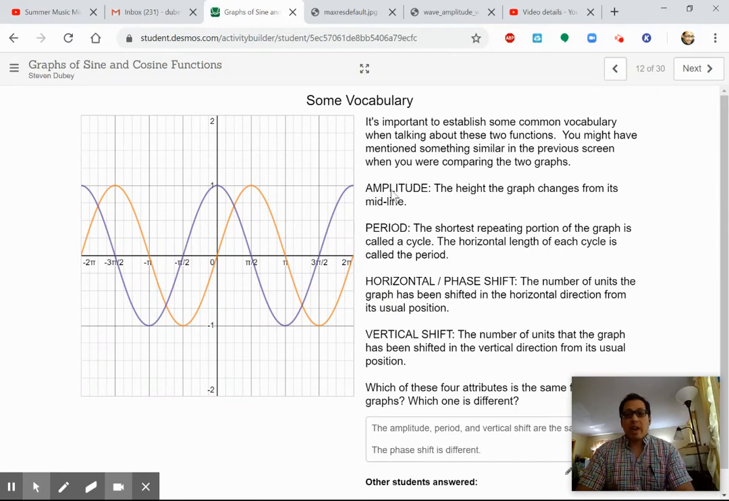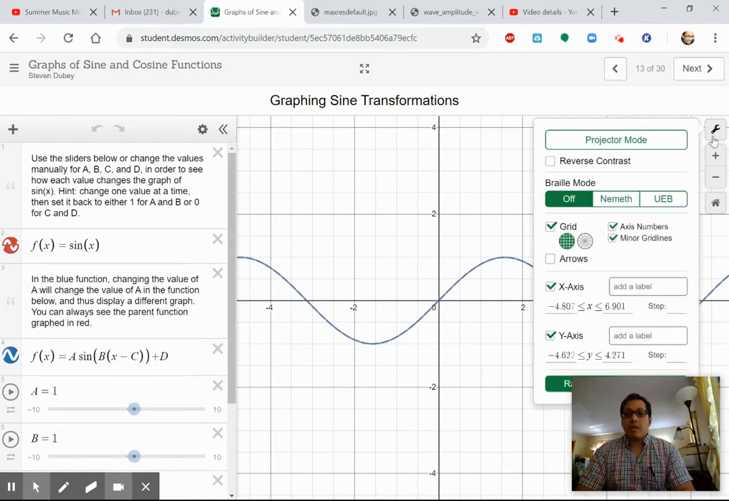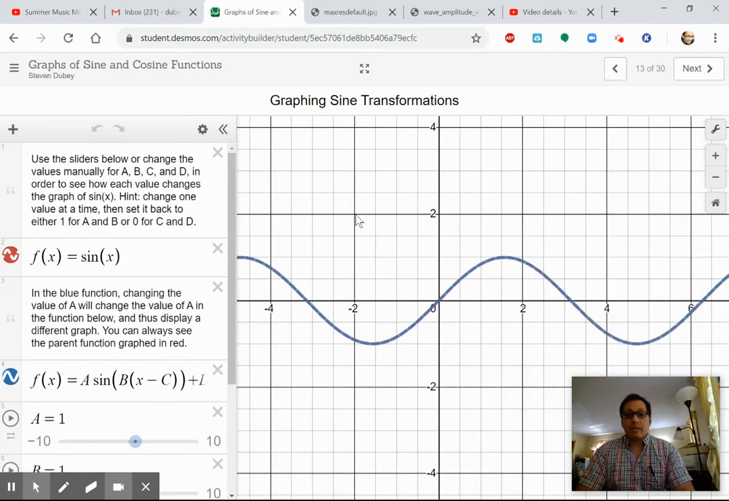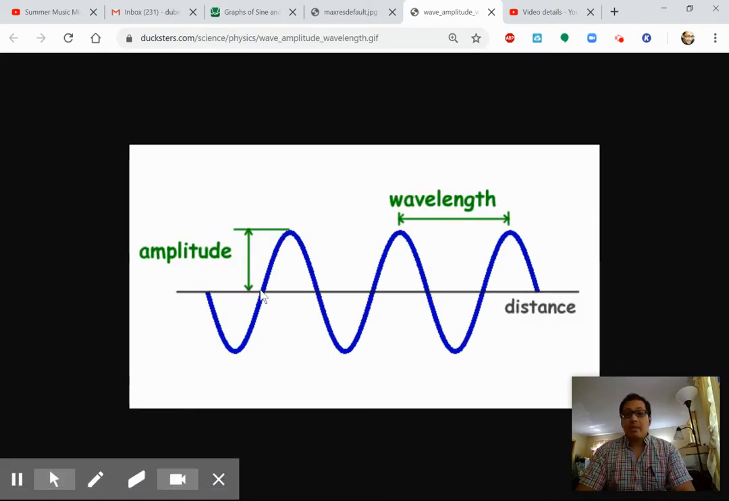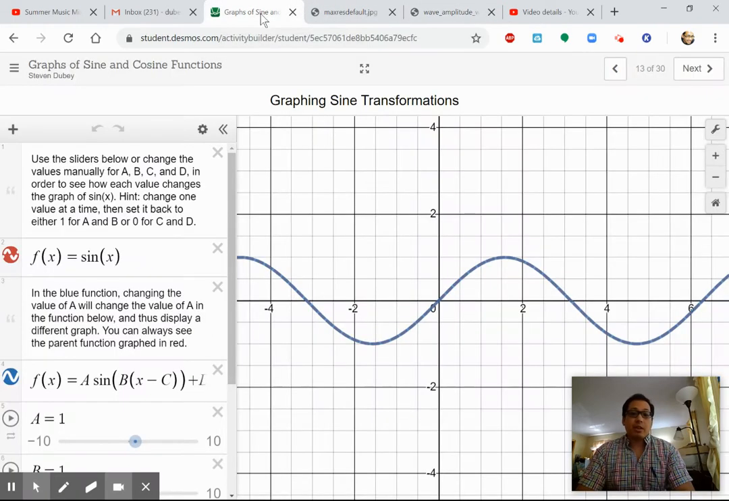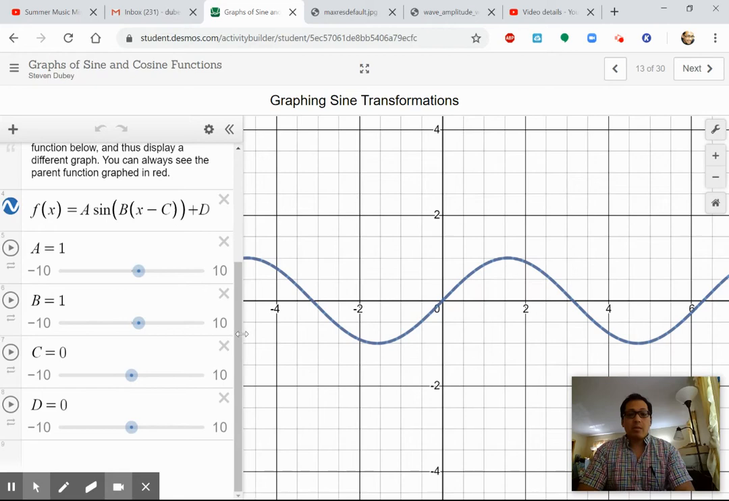I want you to play around with them, and then just think about the vocabulary that we went over: amplitude, period, horizontal or phase shift, and vertical shift, and think about what do they change? What does changing A do in terms of those? What does it change on the graph? Does it change the amplitude? Does it change the wavelength or the period? Does it add a vertical shift or a horizontal or phase shift to the graph? All right. So play around with this and just make note of those changes for later.